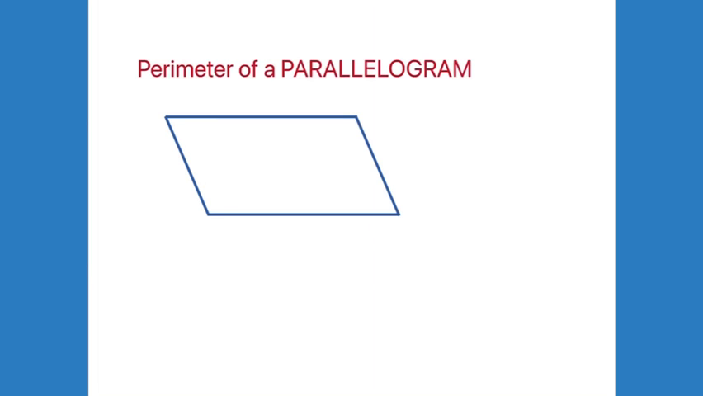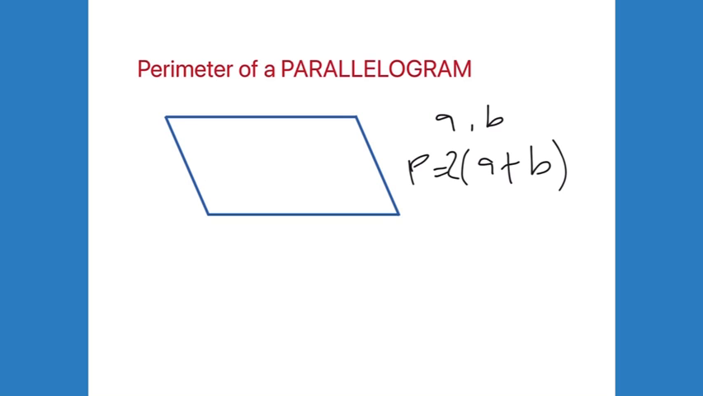Perimeter of a parallelogram. A parallelogram is a quadrilateral whose two opposite sides are equal and parallel. If the sides of a parallelogram are A and B, then its perimeter is P is equal to 2 times A plus B.